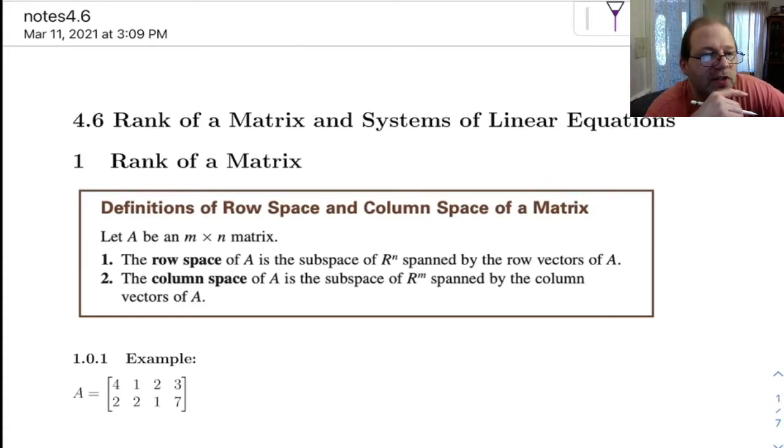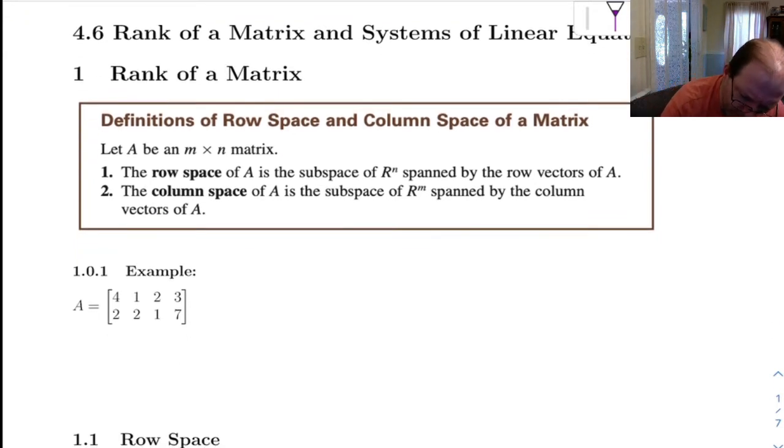All right, 4.6 is a pretty long section. It's about rank of a matrix and it's about systems of linear equations. So let's look at this. Rank of a matrix. Before we can define rank, we need to talk about the row space and the column space of a matrix. The row space of a matrix is the subspace spanned by the row vectors, and the column space is the subspace spanned by the column vectors.